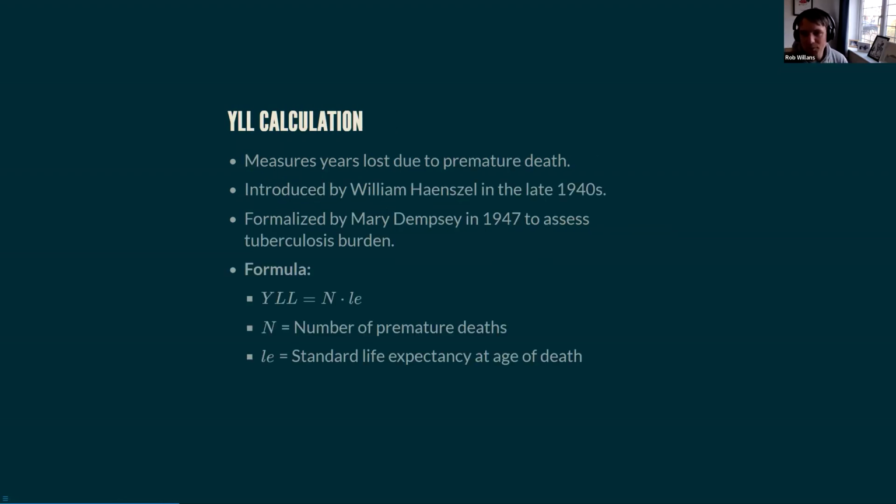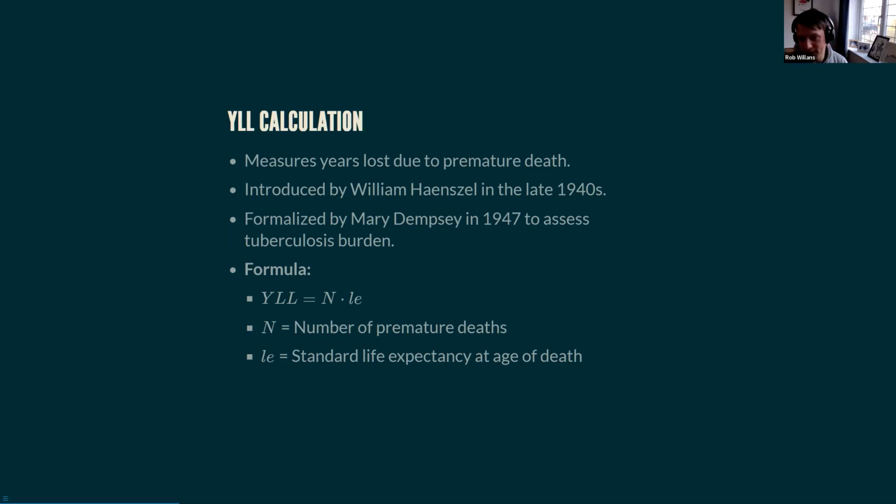So we'll start with looking at years of life lost, YLLs. This measures the number of years lost due to a premature death. The concept originated in the 1940s, conceptualized by Haenszel and Dempsey, whom we heard a little bit about last week. This calculation, again, helps policymakers understand which diseases cause the greatest premature mortality.